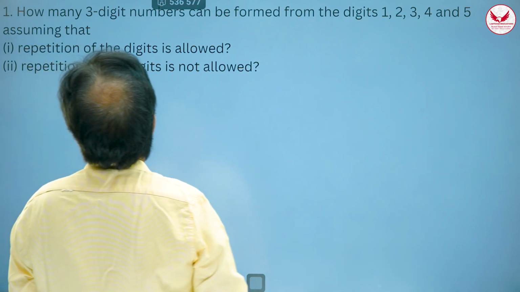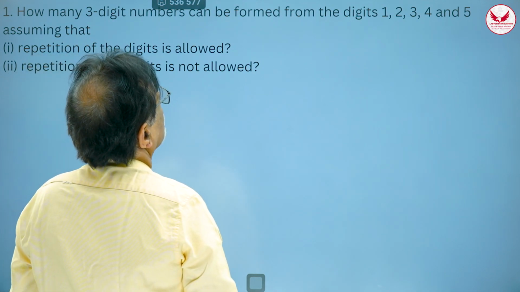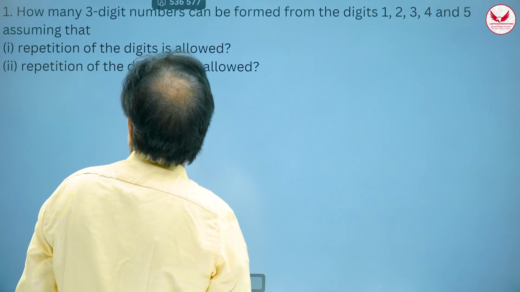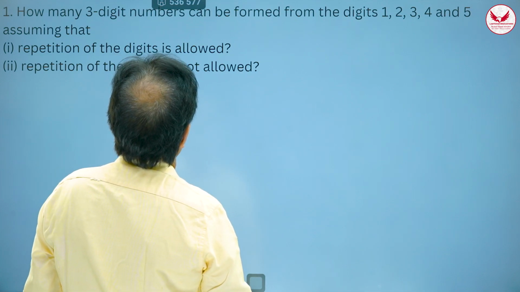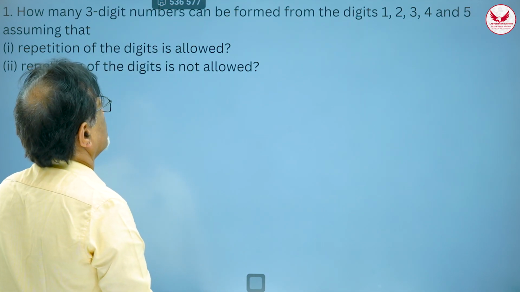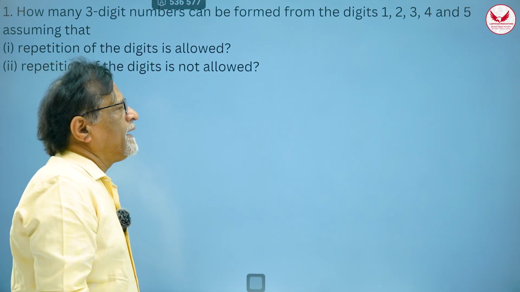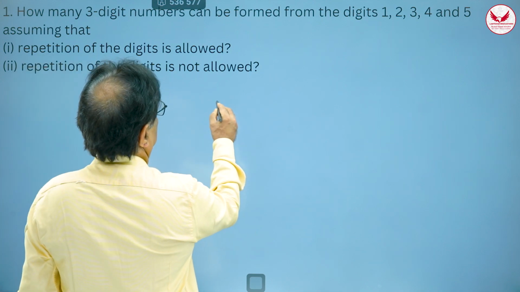Now the first exercise that I have seen is exercise 6.1, and it has a first problem: How many 3-digit numbers can be formed from the digits 1, 2, 3, 4 and 5, assuming that there are two conditions? Number one, repetition of the digit is allowed, and number two, repetition of the digit is not allowed. Now let us understand how many digits the numbers are to have. I want a 3-digit number.